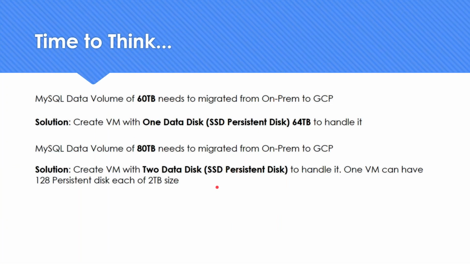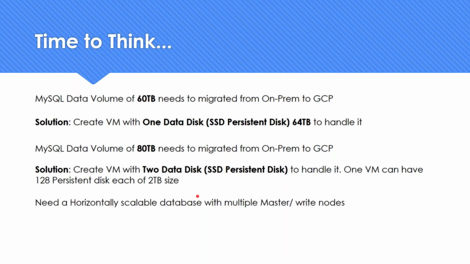This 2 terabytes is just my understanding. If you attach 128 totally to a powerful machine, each disk can only be 2 terabytes maximum. But if you attach two disks, that's okay. 64 you want to attach, that's okay.